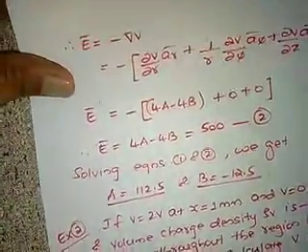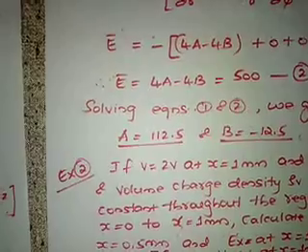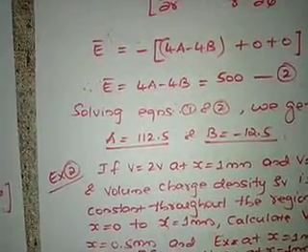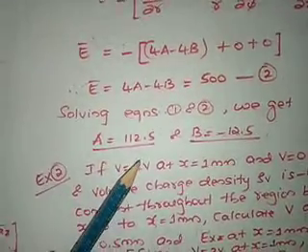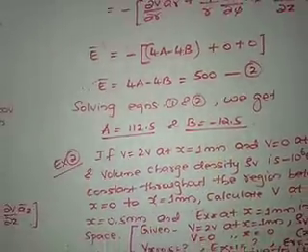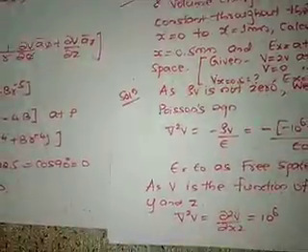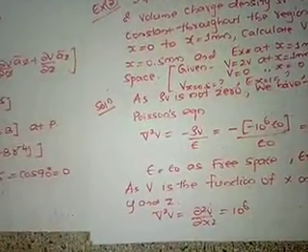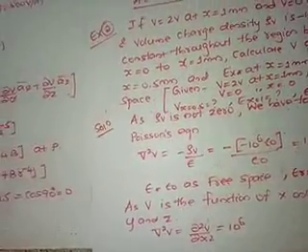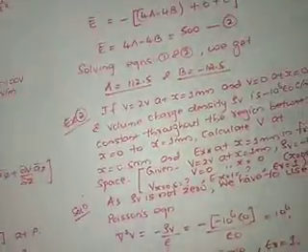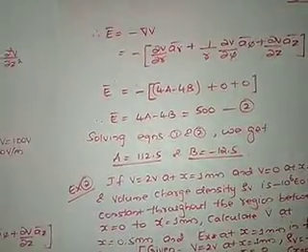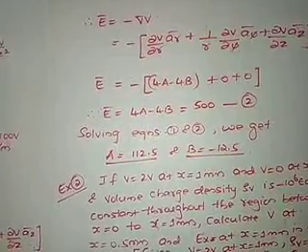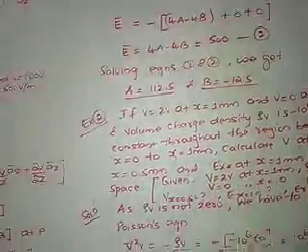So if you solve equations 1 and 2 simultaneously, we get the values of A and B. Yesterday I explained how to solve simultaneous equations using the calculator. So A is equal to 112.5, and B is equal to minus 12.5. When asked to find A and B values, you first find E is equal to minus del V, and using that equation we can calculate the constants A and B.